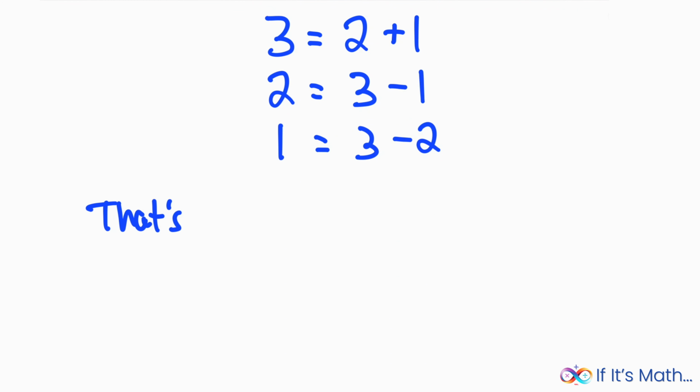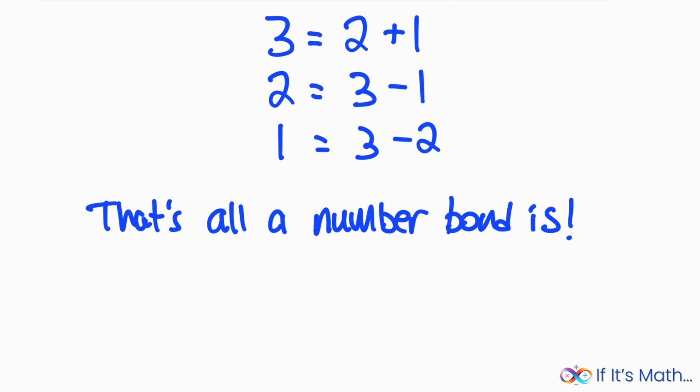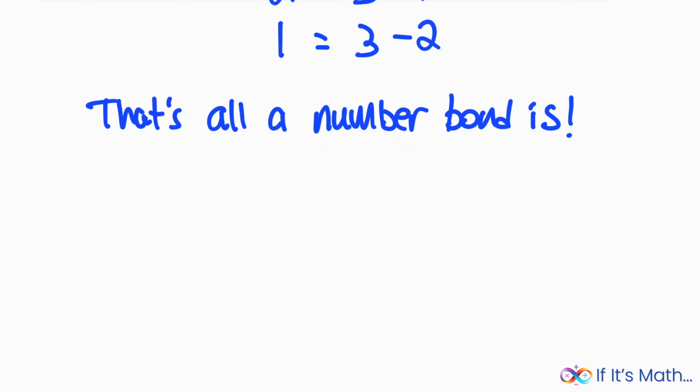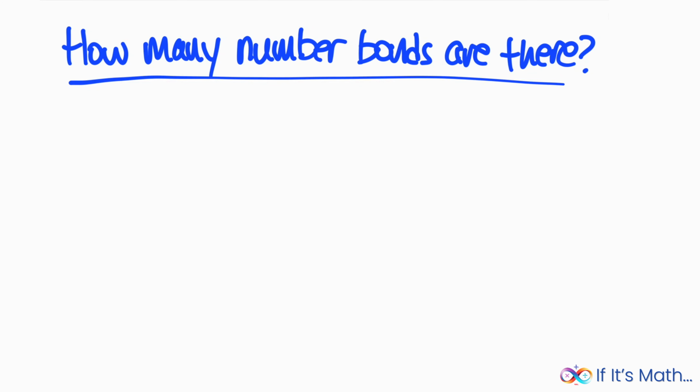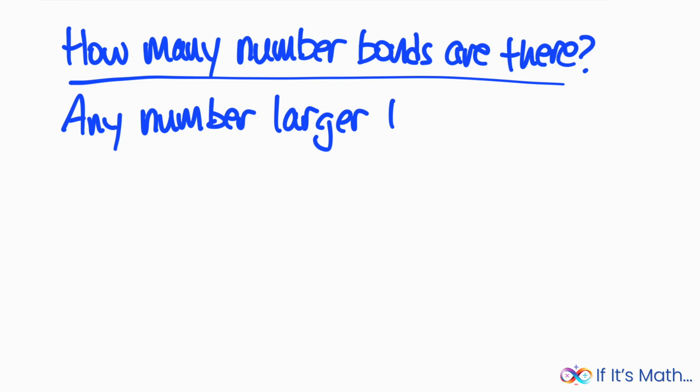And that's all that a number bond is. It's just a way to show us which numbers you can add together to get a larger number. So one question that comes up a lot is how many number bonds are there? If your child's been asked to draw out all the number bonds, this is what you'll frequently need to think through. Any number that is larger than 3 has more than one number bond.